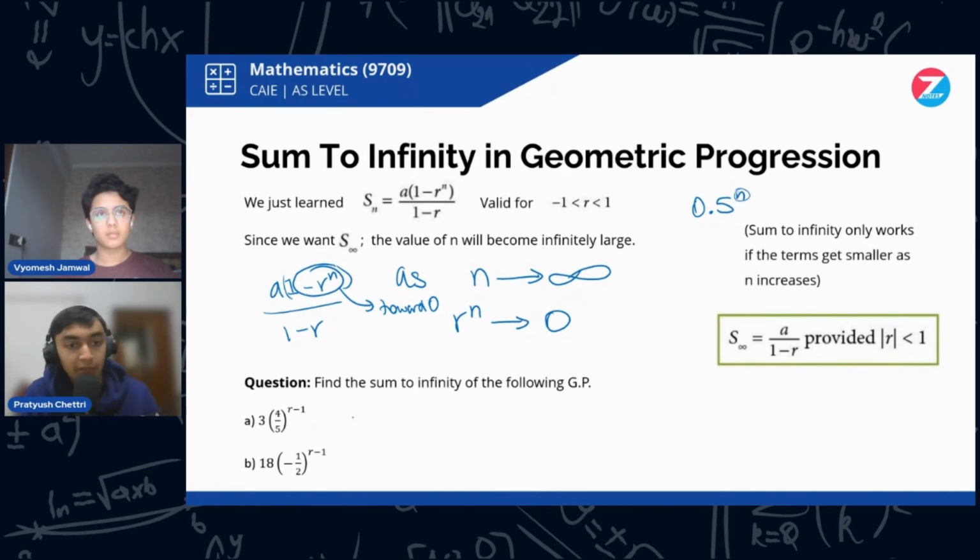Okay, so here we have questions. Find the sum to infinity. This is easy. a is 3, so 3. And r is 4 by 5. So 1 minus 4 by 5.